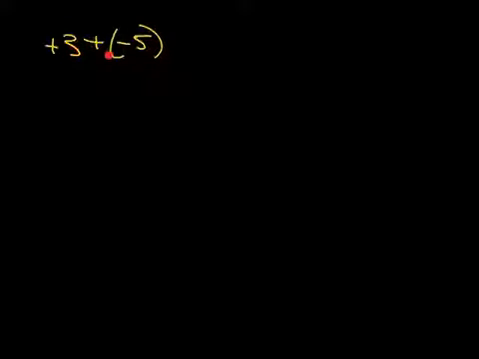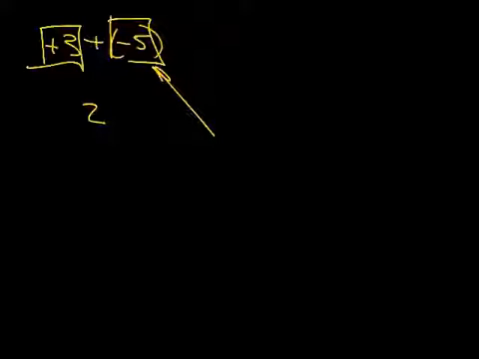So the way we're going to do this is we're going to look at 3 and look at this number here, the -5, and look at the signs. One is a positive, one is a negative. The signs are different. When the signs are different, we take the difference between the two numbers. We're going to ignore the signs. The difference between a 3 and a 5 is 2. Then we're going to look at the largest number and see what sign it's got on it and put that on our answer. And that's it.